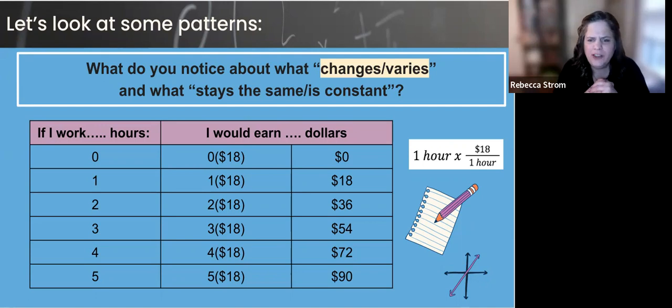So in my chart, what changes and what stays the same? I'm checking the chat box. I see some great notes. I see an equation. I'm going to hold off on the equation for a second. What do you notice that changes? The hours change. Every day I might work a different number of hours. What do you notice that stays the same?